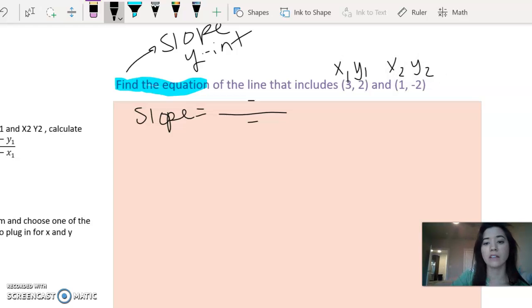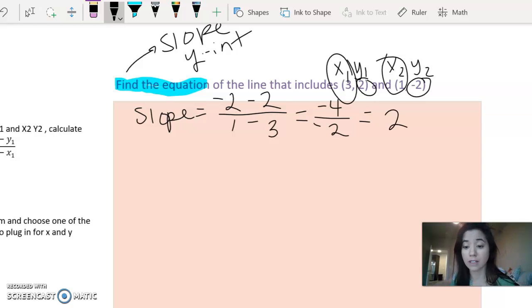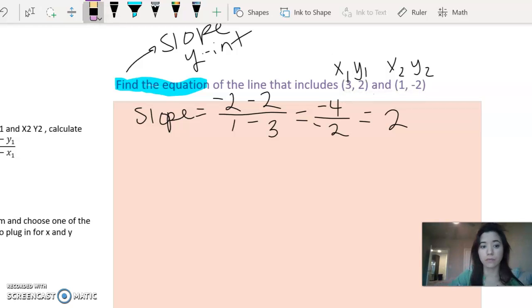All right, y2 is -2, minus y1 is 2, over x2 is 1, minus x1 is 3. -2 minus 2 is -4. 1 minus 3 is -2. -4 divided by -2 is 2. There's my slope. Now, I'm going to erase this really quick.